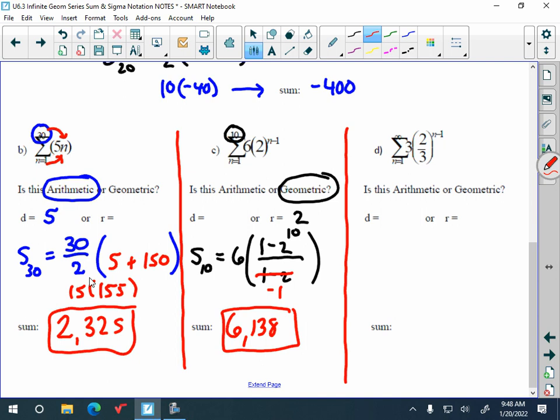All right, and last one. Is this arithmetic or geometric? This one's geometric. What's the r value? 2/3. Look at the top. This is an infinite series. So we're looking for S infinity. So the formula is A1, which is 3, divided by 1 minus r, which is 2/3. 1 minus 2/3 is 1/3. 3 divided by 1/3.